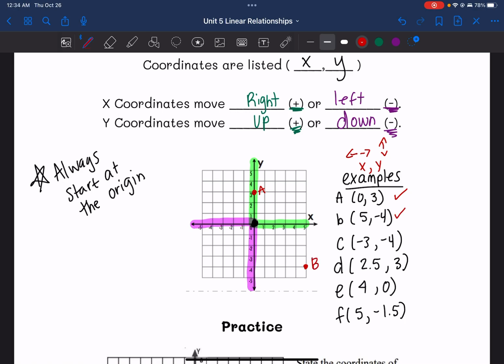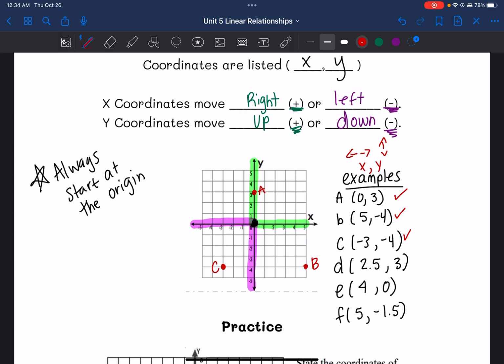Okay, let's look at C. We have -3, -4. So negative tells me I am going to go to the left in the pink. So I'm going 1, 2, 3. So right here. Oops, I don't put my dot there. And then at 3, from this position, I'm going to go down 4. So 1, 2, 3, 4. So my dot is right here. Okay, this is C.